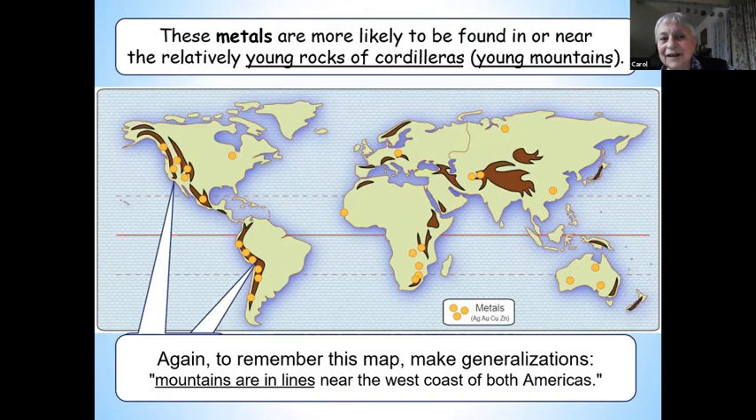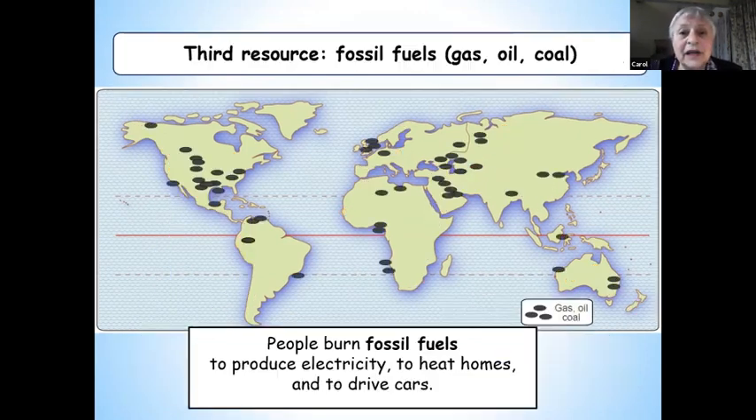Again, and look how North America is blessed with its young mountains to have the metals. Parts of Africa, parts of Asia also are blessed in this way. And then the big question comes, who is lucky and gets the fossil fuels? Now, these fossil fuels can be oil that you pump out of the ground. They can be coal that you dig out of the ground. They can be gas that is also pumped out of deep in the ground.